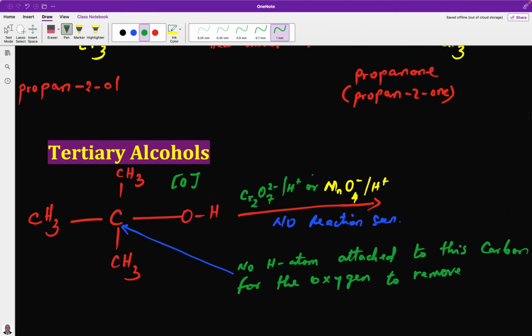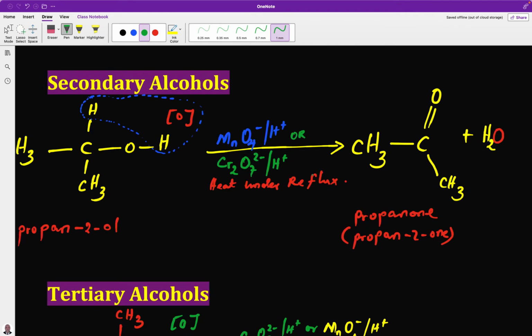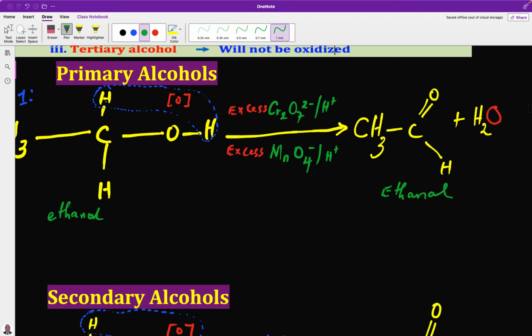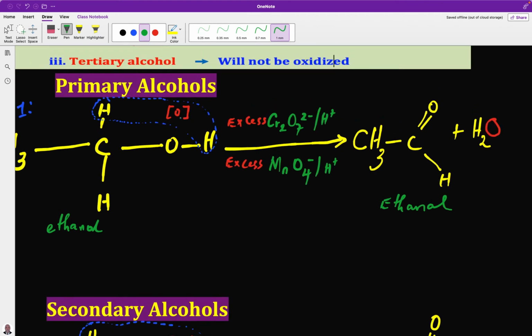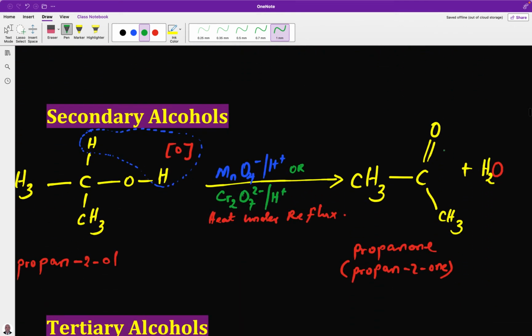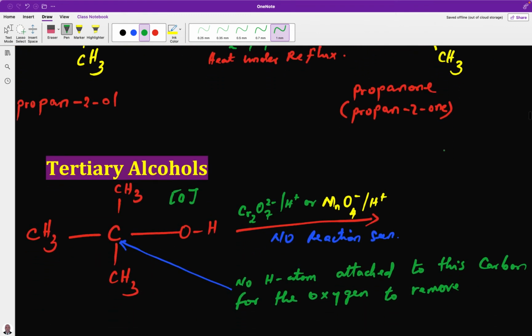So in this case, these are hydrogens. In the case of secondary alcohol, these are hydrogen atoms that the oxygen that has been added will remove. In primary alcohol, the same thing happened. This is oxygen here. These are hydrogens here that the oxygen was used in removing to form the molecule of water. But in the case of tertiary alcohol, there is no hydrogen here. And in that case, there is no oxidation. And consequently, there is no reaction.